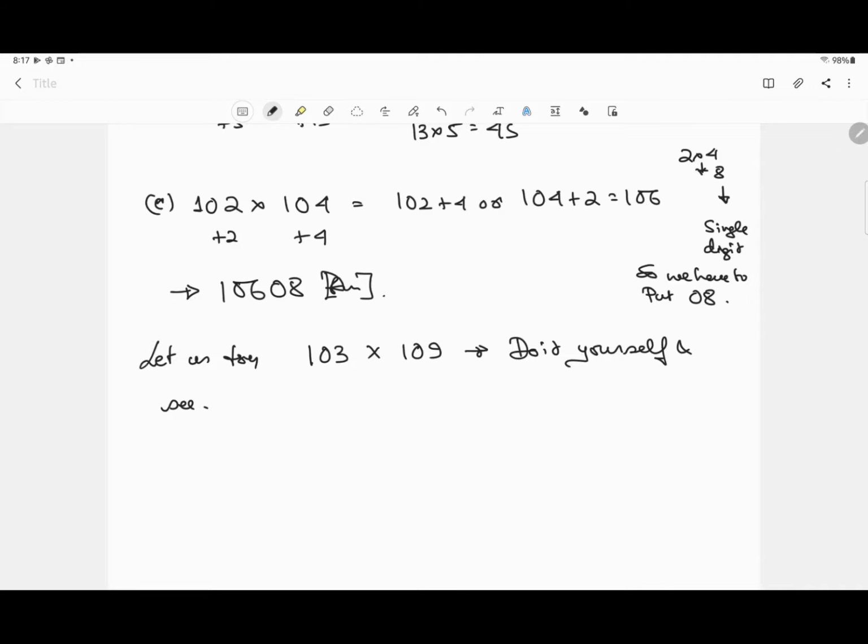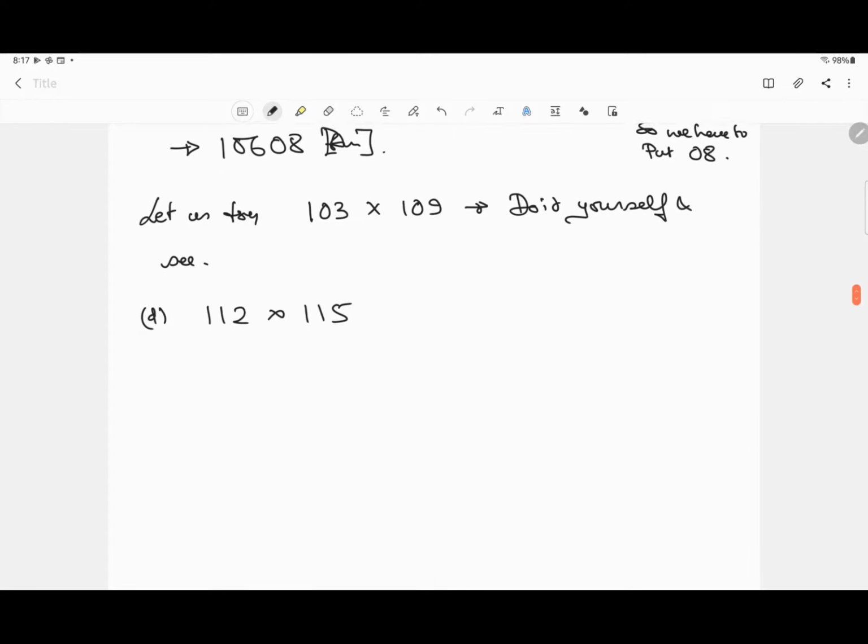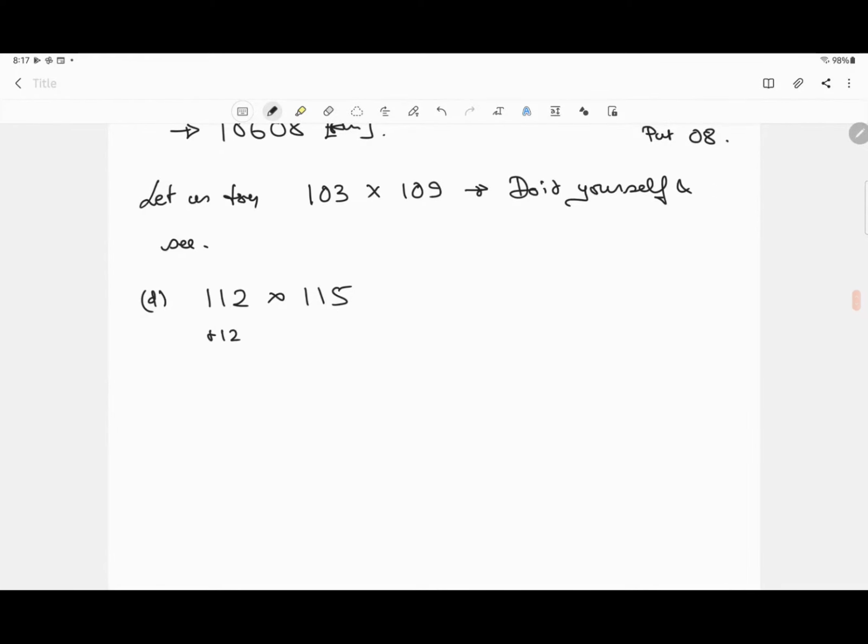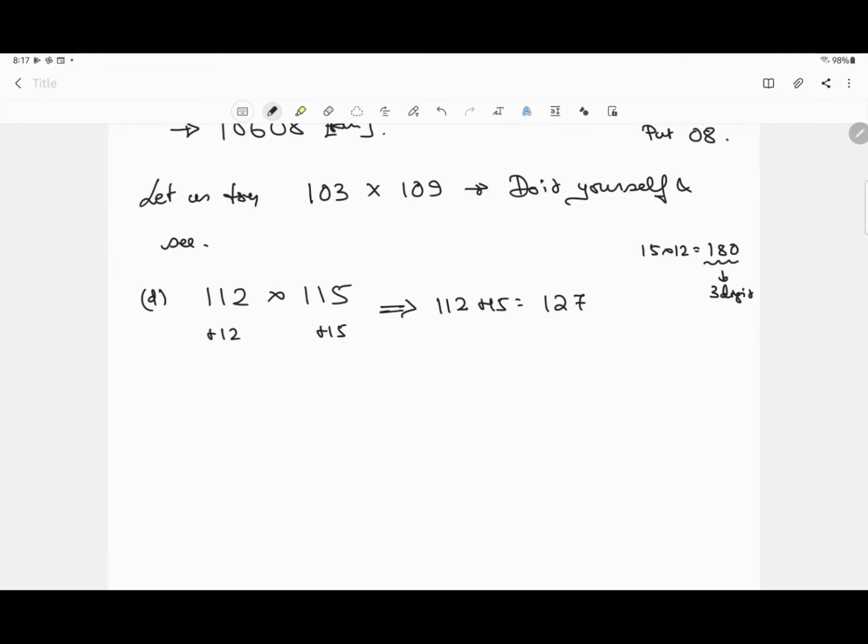Let us take another example. It is 112 into 115. Another special case. Here you see it is 100 plus 12 and 100 plus 15, right? So here what we will do? We will do 112 plus 15, which is equal to 127. Now 12 into 15 is how much? 12 into 15 is 180. Now it is a 3-digit number. So what to do? I have told you that we can put only a 2-digit number. So we will put 80, which is a 2-digit number, straight away. Okay, and what will we do with the 1? We will add it with 7. So the answer will be 12880.